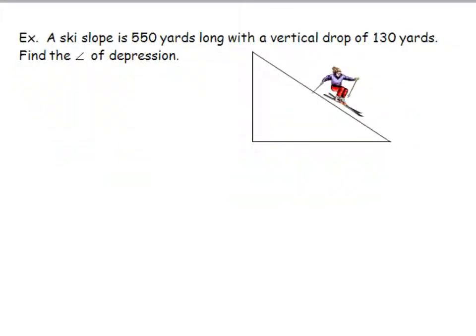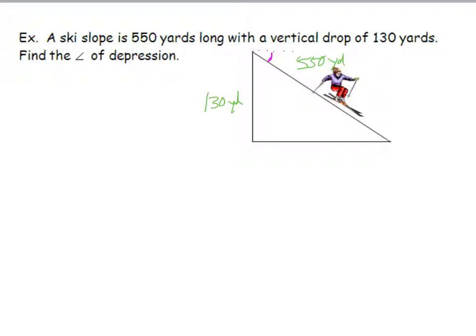Now in our last example, we're dealing with a ski slope. The ski slope is 550 yards long with a 130-yard vertical drop. What we want to do is find the angle of depression. If you think about it, the angle of depression comes from the horizontal and goes down.